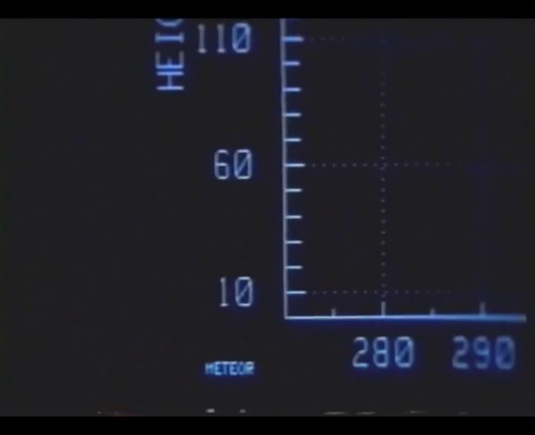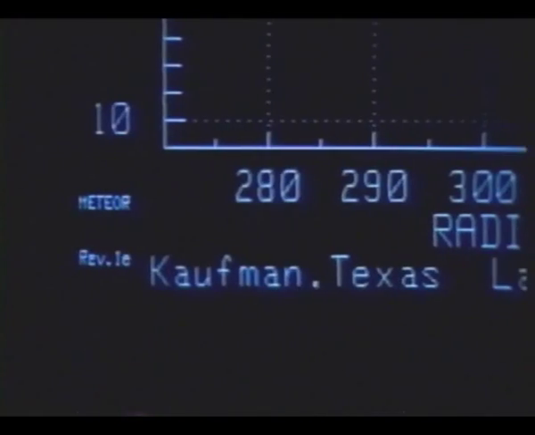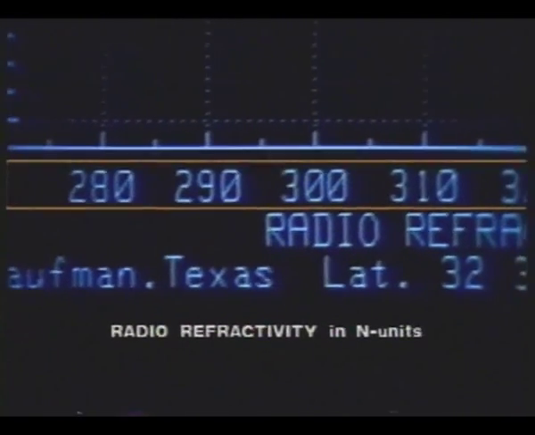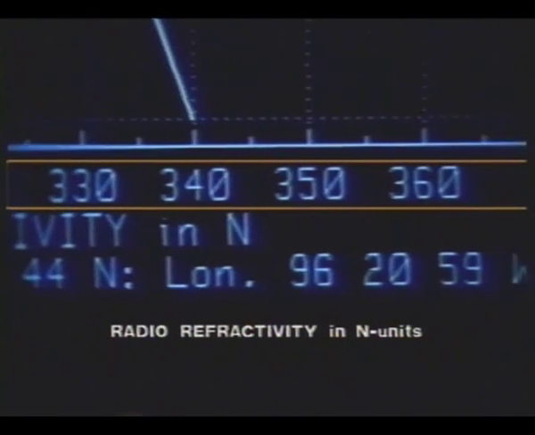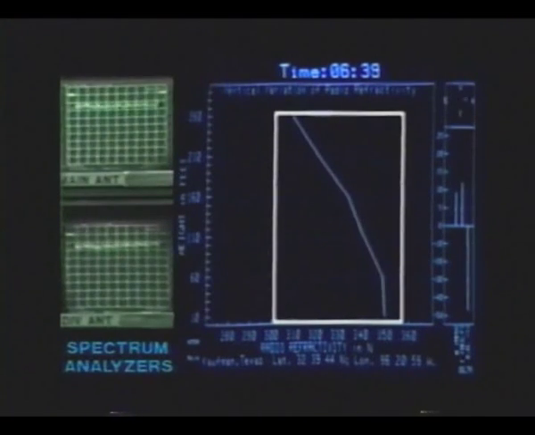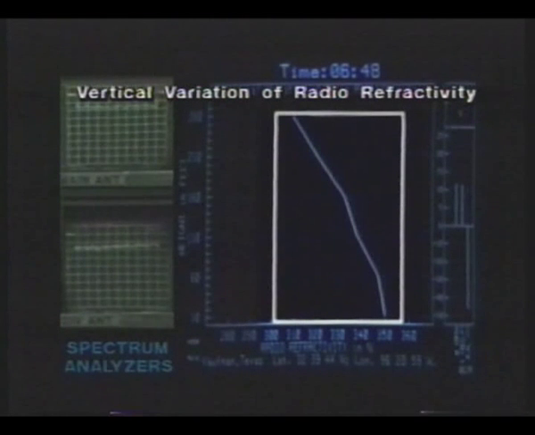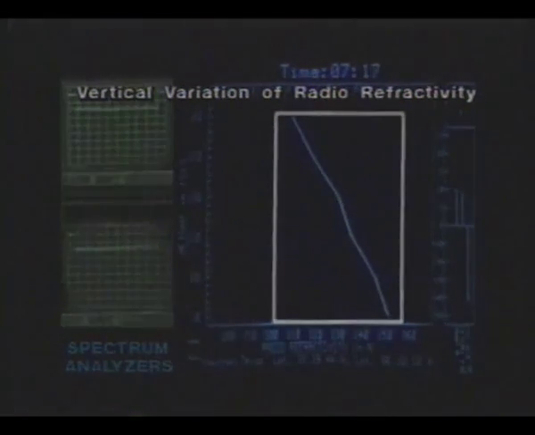The radio refractivity is displayed as a function of height shown on the vertical axis. The measurements are made at 50-foot intervals between 10 and 260 feet on the microwave tower at Kaufman. The radio refractivity measured in N units is shown on the horizontal axis. The display range is 100 N units between 270 and 370. The computed values of radio refractivity as a function of height are shown in the center of the screen. This information was computed from measured meteorological data at 60-second intervals.